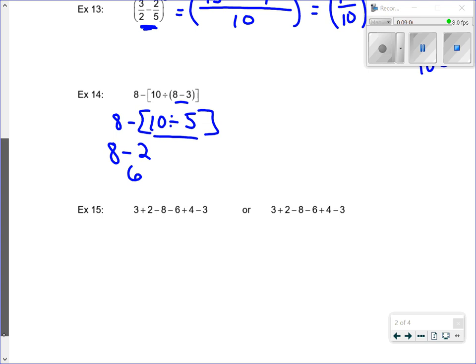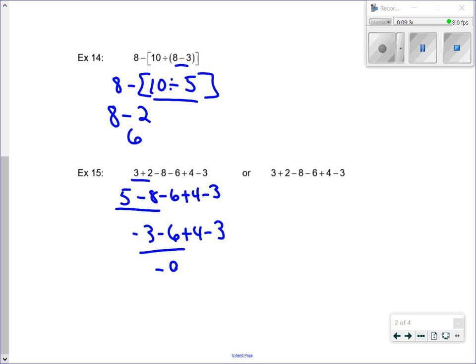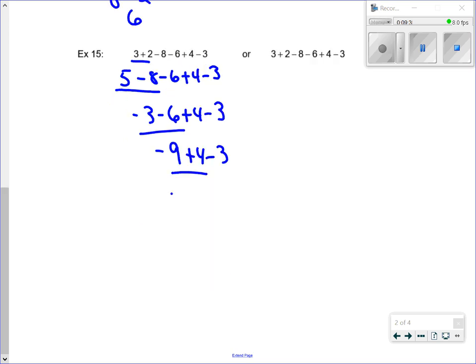All right, for 15, I'm going to show you 2 ways, and then after that, you can do it whichever way you want, or if you have a different way you want to show me, I'll be glad to look at that. By order of operations, we're supposed to start at the left. 3 plus 2 is 5, and copy everything down. 5 minus 8 is negative 3. Negative 3 minus 6 is negative 9. Negative 9 plus 4 is negative 5. And negative 5 minus 3 is negative 8. That takes kind of a lot of steps.